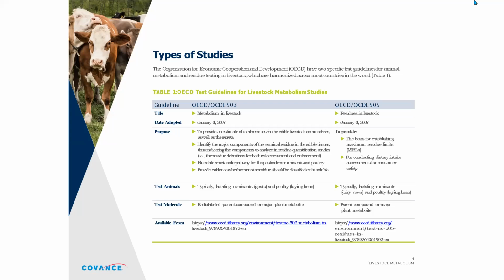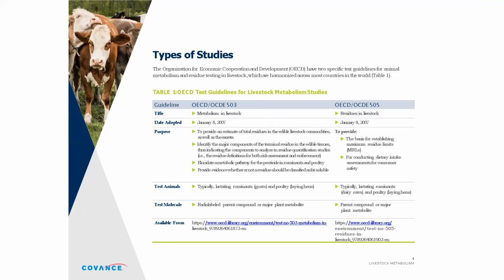So coming to the guidelines, the titles are OECD 503 and 505. The guideline titles are metabolism in livestock and residues in livestock. Metabolism is totally different from residues. Metabolism is studied by the 503 guideline, whereas residues are studied by the 505 guideline. The date adopted is January 18, 2007; both were adopted then.